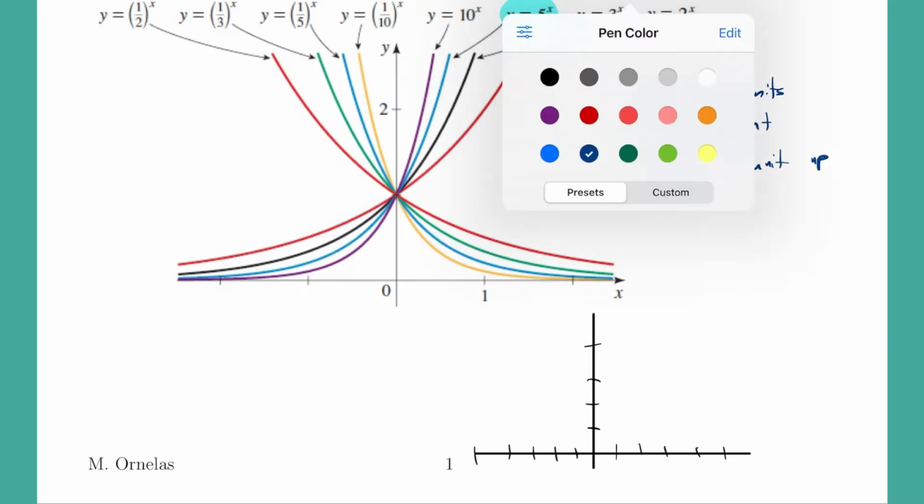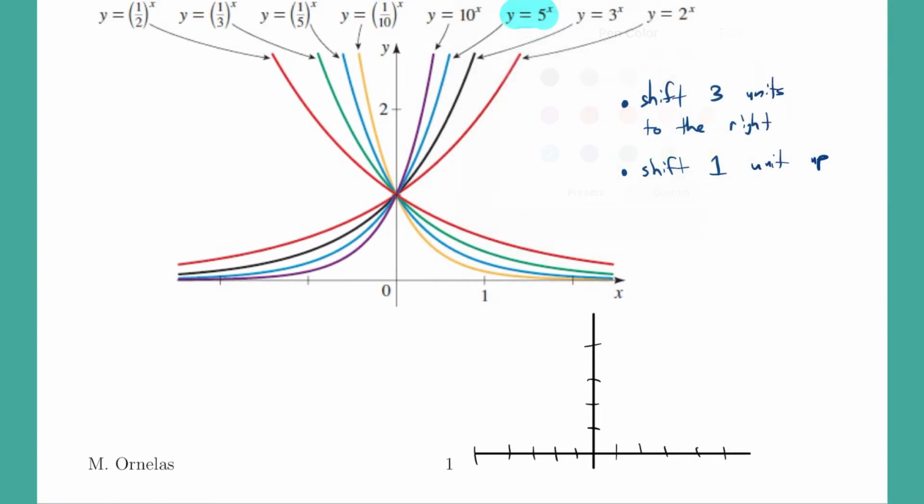So I'm going to start with that blue function. The blue function looks something like this. That's y equals 5 to the x. And then we're going to perform these two transformations. So if we move this point 3 units to the right, 1, 2, 3, and then we shift it up 1, it's going to be there. So this point goes here.